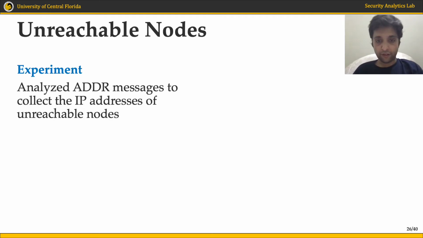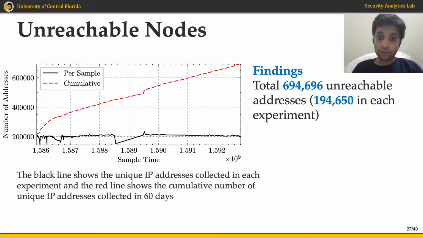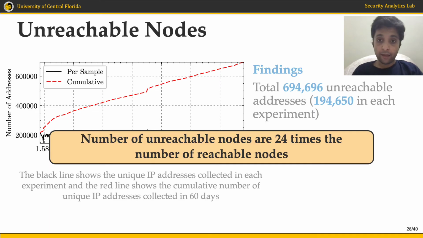Coming to the experiments and key findings, to analyze the impact of unreachable nodes, we first looked into the address message to identify all the unreachable nodes in the Bitcoin network. We found a total of over 600,000 unreachable nodes during the entire measurement study, with approximately 194,000 nodes present in the network at any time. Therefore, we concluded that unreachable nodes are 24 times the number of reachable nodes. As a result, the block traverses more hops than we had earlier anticipated, leading to an increase in the block propagation delay and a decrease in network synchronization.